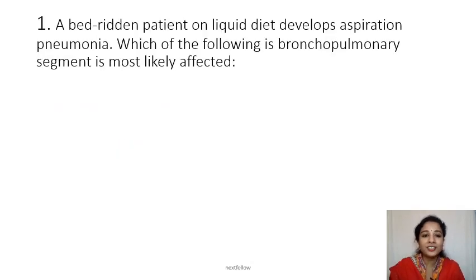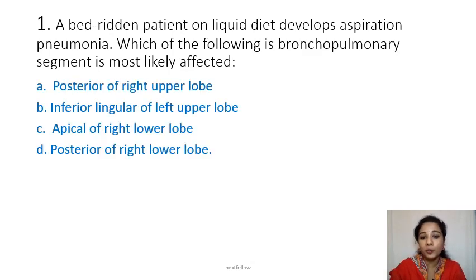So coming to our questions: a bedridden patient on liquid diet develops aspiration pneumonia. Which of the following bronchopulmonary segments is most likely to be affected? Bedridden patient means in which position would the patient be? He would be in supine position. So for supine position, you have to remember the abbreviation SAL, that is apical right lower lobe. So C is the answer, which is the most dependent in supine position.